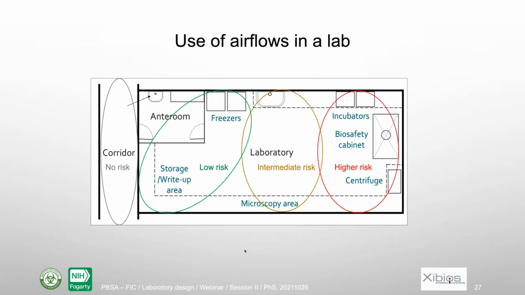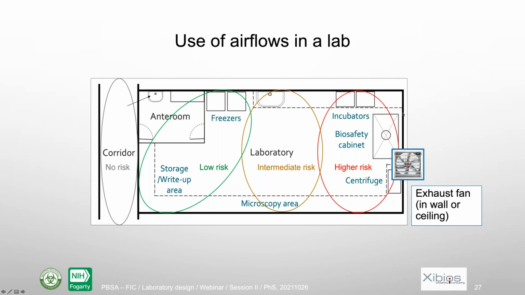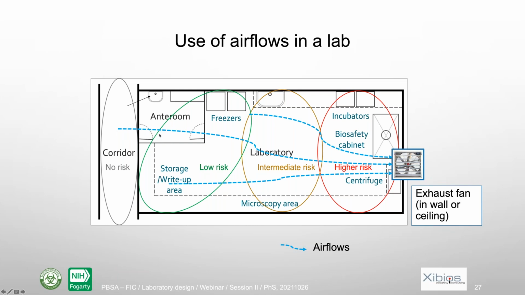So I take the same example that I used for space zonation. In that case, we would clearly put the exhaust fan at the end of the lab. And that could be in the wall or in the ceiling of the lab, okay? And that exhaust fan will suck the air from the lab. And so because of that, you create an airflow that goes from the clean place to the dirty place, from the non-contaminated, low-risk place to the possibly contaminated, higher-risk place. So you clearly have a movement of air from clean to contaminated, from low risk to high risk.